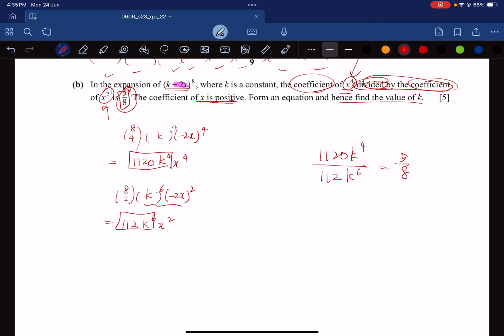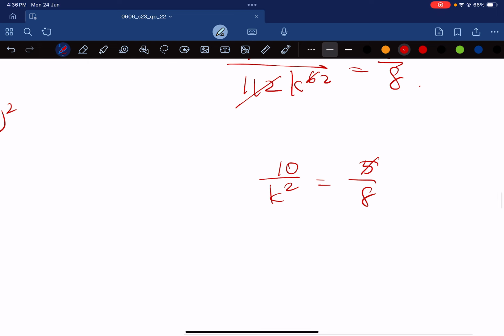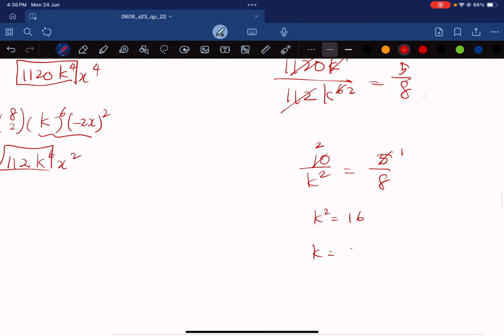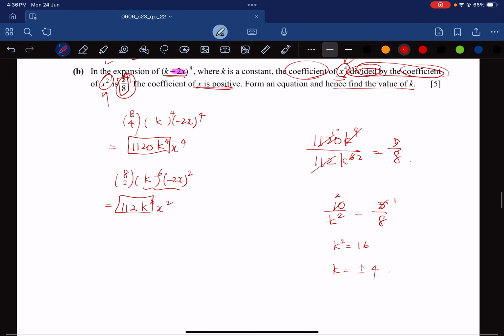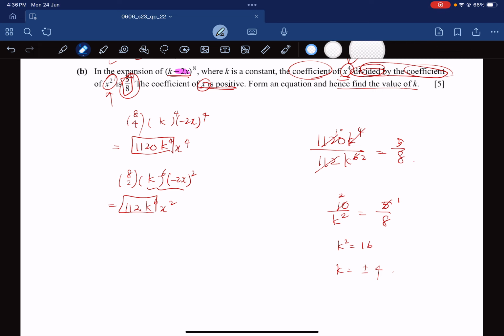Okay, exactly 10. So we have 10k squared equals 5/8. Divided by 5 is 1, divided by 5 is 2. So k squared would equal 16, so k should equal plus or minus the square root of 16, which is 4. But the coefficient of x is positive, right? The coefficient of x is positive.